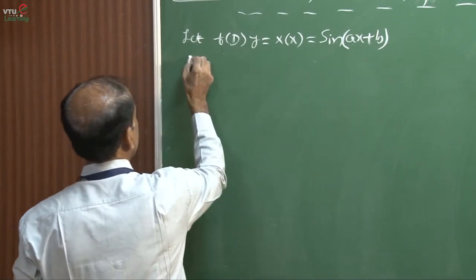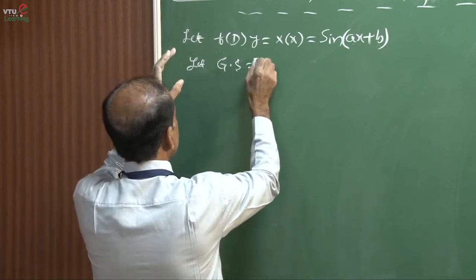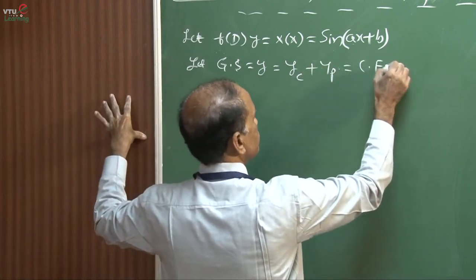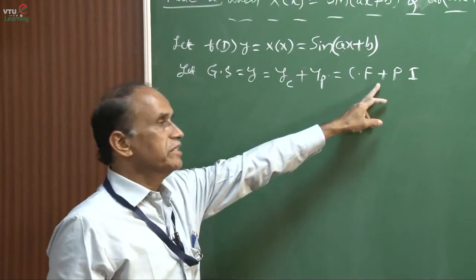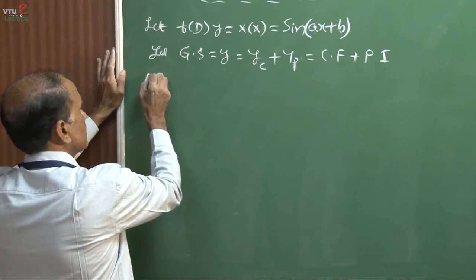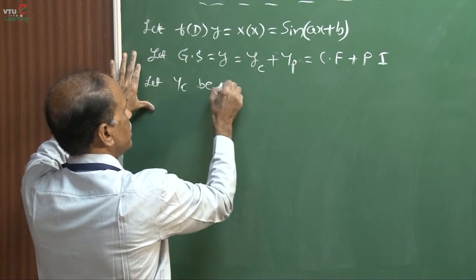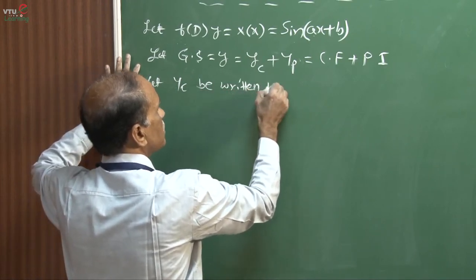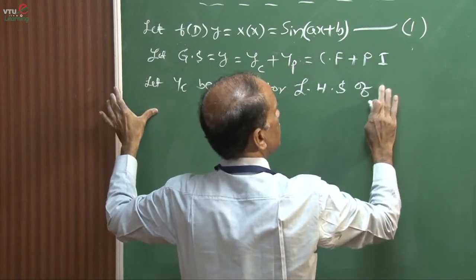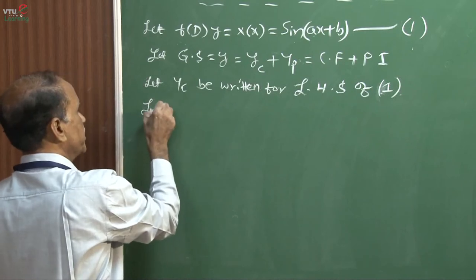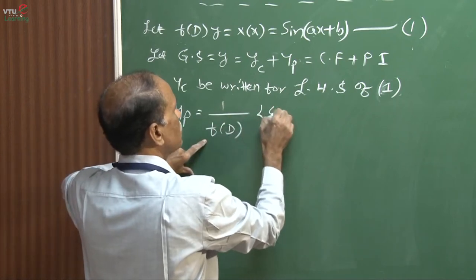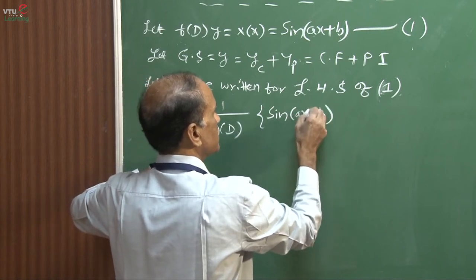That is sin(ax + b). What is the general solution? That is GS: y = yc + yp, that is, complementary function plus particular integral. Then this general solution will take the complementary function. So let yc be written for the LHS. That we will see in the problem, because already we have written the LHS of equation 1. Now let yp = 1/f(D) operating on sin(ax + b).